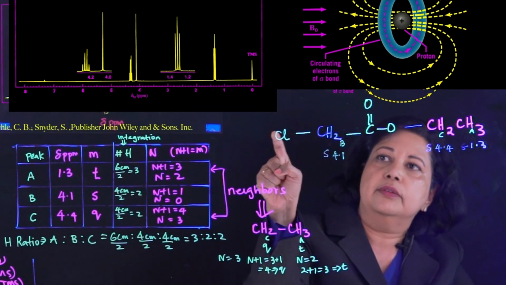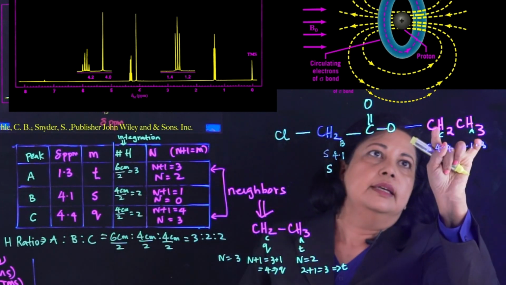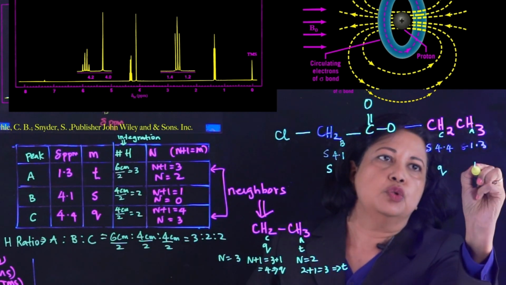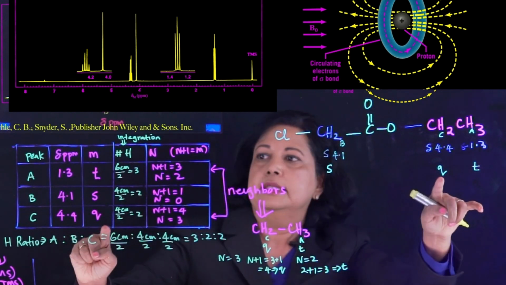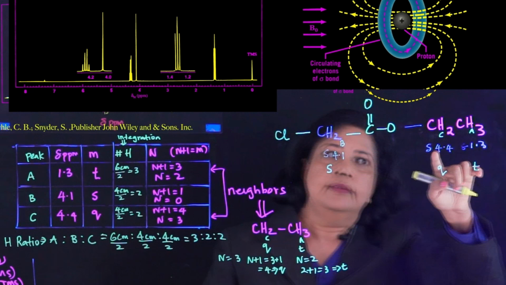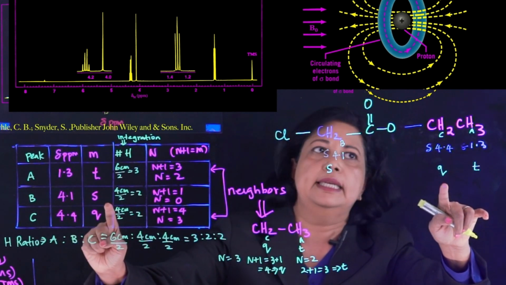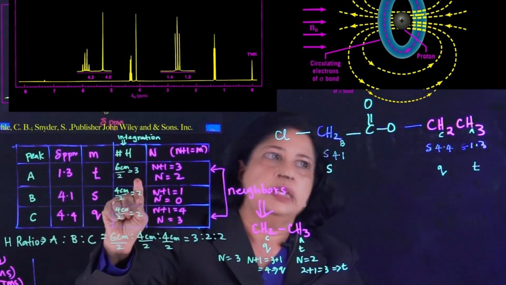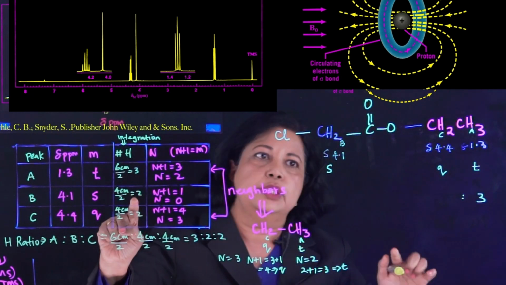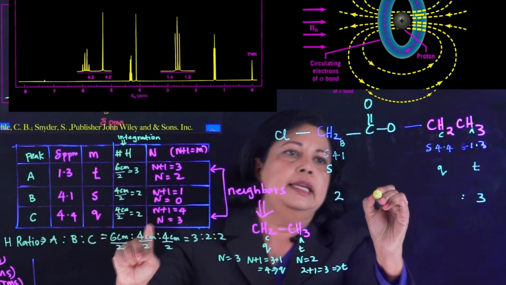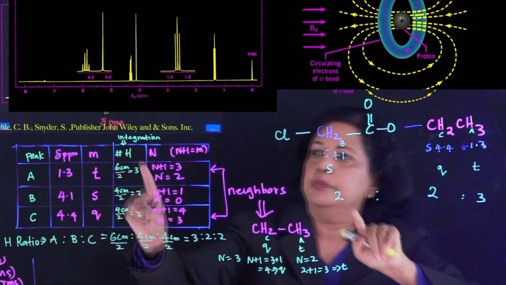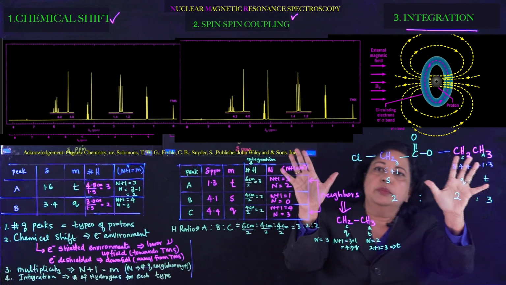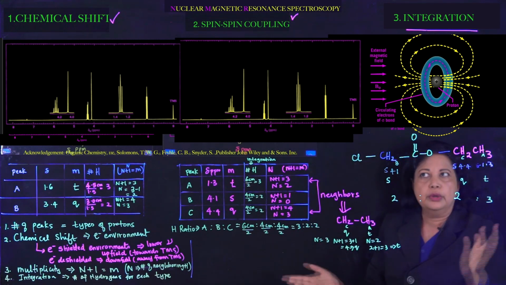This has no neighbors, therefore it's going to be a singlet. This has 3 neighbors, 3 plus 1, quartet. This has 2 neighbors, 2 plus 1, triplet. So yes, that makes sense according to this. The delta values make sense, the multiplicity makes sense, and let's look at the integration and see if that makes any sense. So A has 3 hydrogens, B has 2 hydrogens, and C has 2 hydrogens. 3 to 2 to 2, which is what you see on the chart and on the NMR integration. All of these pieces then come together to give you a beautiful structure for your NMR spectra.